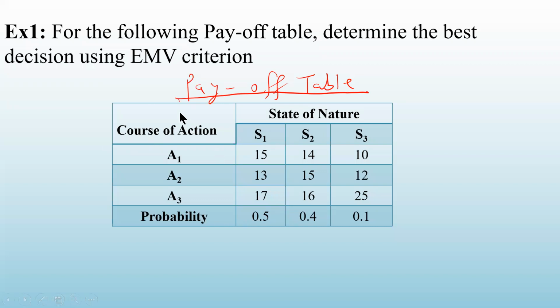In the first column, you are given the courses of action. The first course of action is denoted by A1, the second course of action is A2, and the third one is A3. The first row gives you the payoff figures for the first course of action, A1. The second row gives the payoff values for the second course of action, A2. And the third row gives you the payoff values for A3. And these are the various states of nature, S1, S2, and S3.